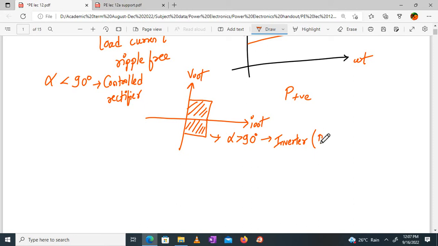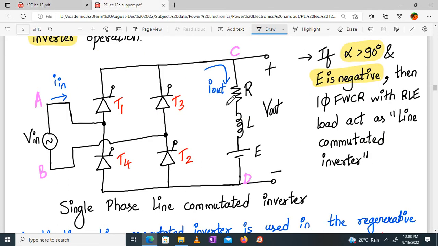This is... मतलब power should flow from load to the source. तभी वो inverter कहलाएगा. मतलब in how this circuit becomes an inverter. Its name is written there: single phase line commutated inverter. Whenever under two conditions, alpha होना चाहिए greater than 90 degree, and this battery should be reversed or it should be negative. Then your power will flow from load to source.